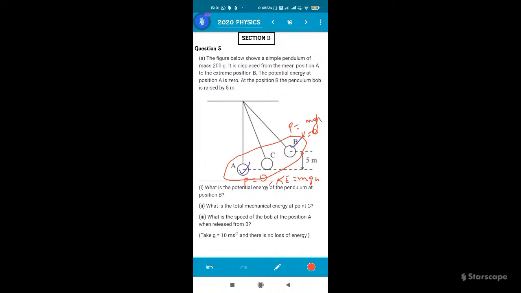Alright, so first of all let us find the potential energy at point B, which can be found out by using the formula mgh. Our mass is given as 200 gram. We have to convert it into kg because we have to convert it into the SI unit.